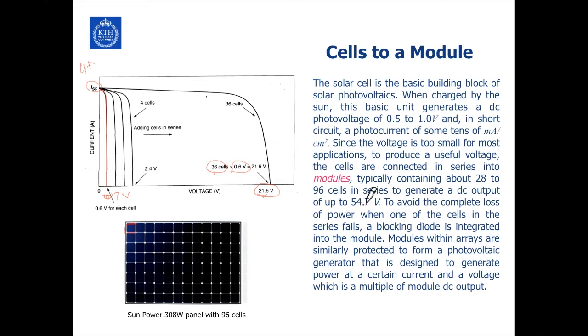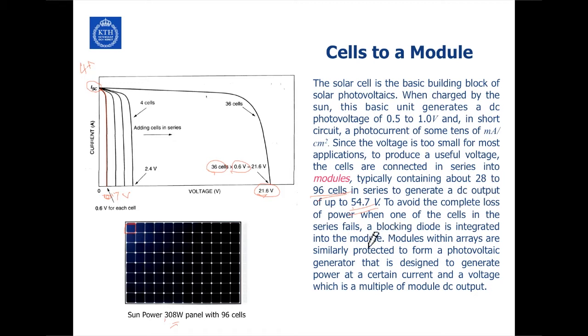So typically in this particular case, when you put 96 cells, like the panel which I have shown here, it gives about 54.7 volts, and then the current is typically around 4, and depending on what you do, you can get close to about 308 watts of power out of this panel.